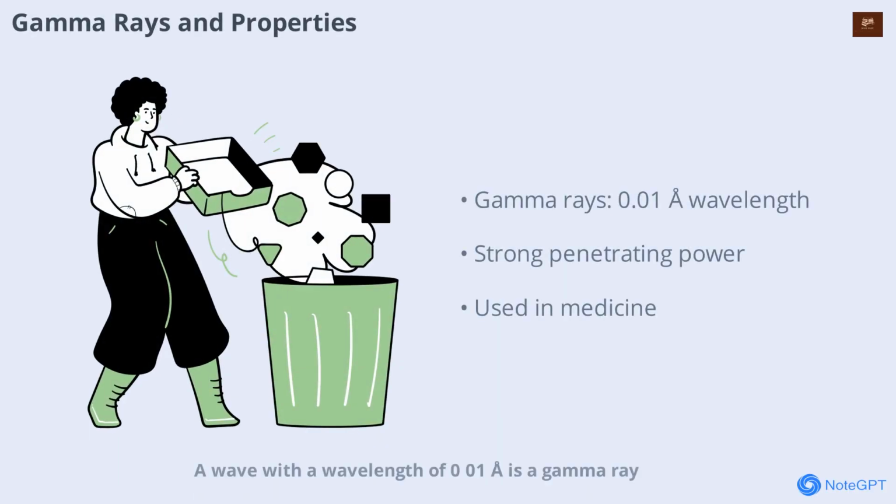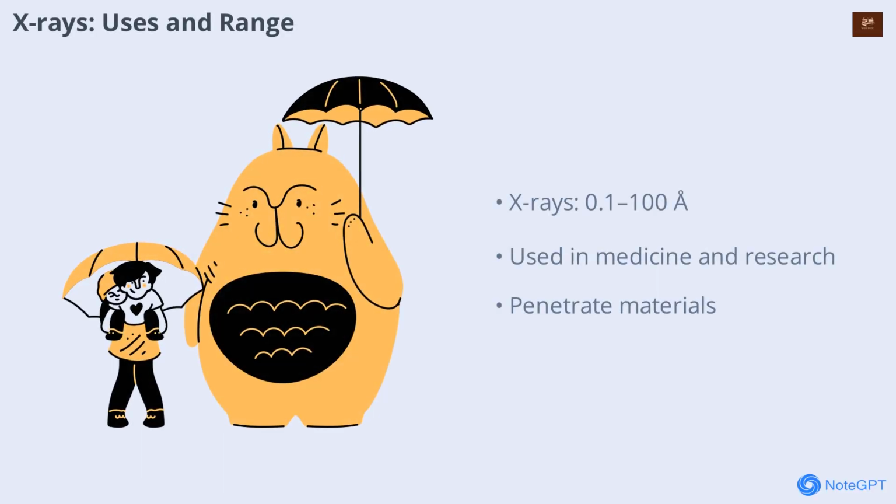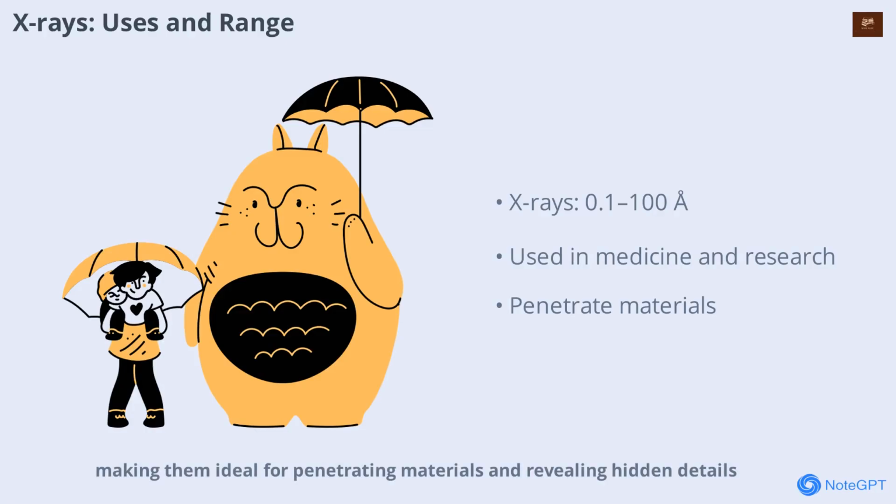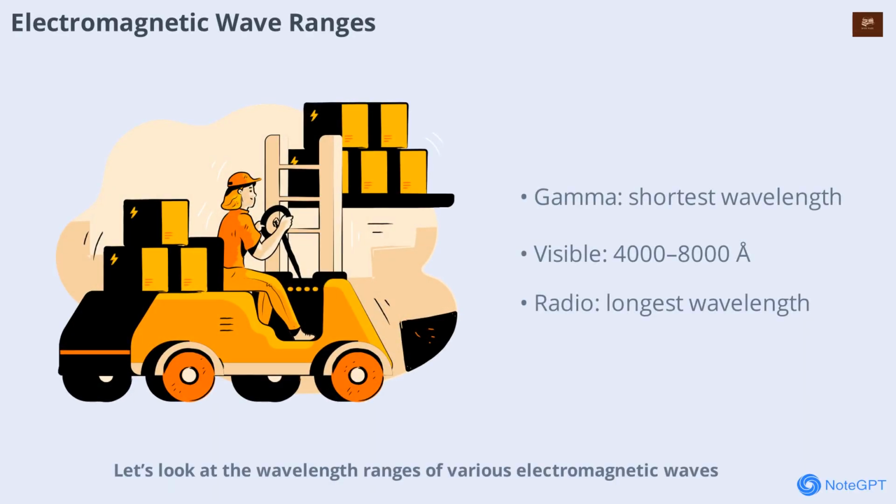A wave with a wavelength of 0.01 angstroms is a gamma ray. Gamma rays are known for their strong penetrating power, which sets them apart from visible light. They are used in medical treatments and scientific investigations. X-rays are high-energy electromagnetic waves used to study crystal structures and detect bone fractures. Their wavelength ranges from 0.1 angstroms to 100 angstroms, making them ideal for penetrating materials and revealing hidden details. Let's look at the wavelength ranges of various electromagnetic waves. Gamma rays are shorter than 0.1 angstroms.